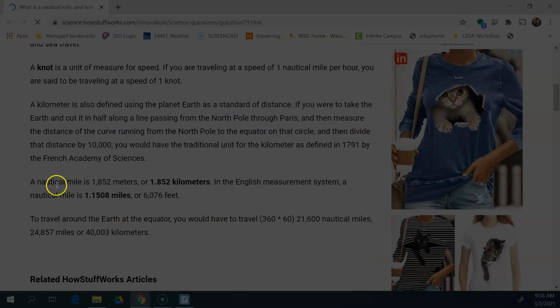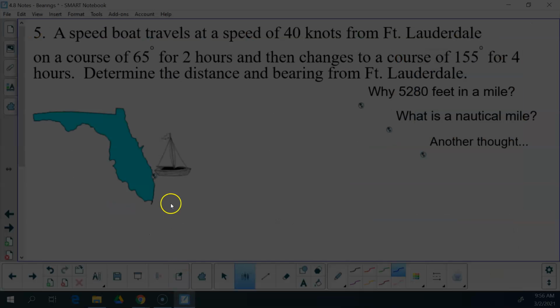So a nautical mile is 1852 meters. Okay? So a nautical mile is approximately 6,076 feet. So it's a little bit longer than a regular mile. Okay? So that is what a nautical mile is and what a knot is.